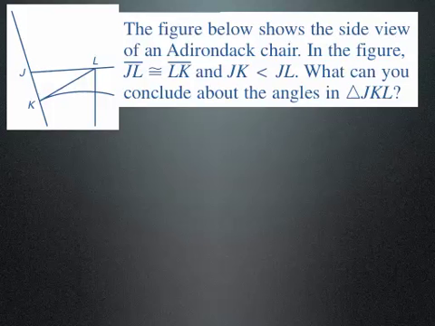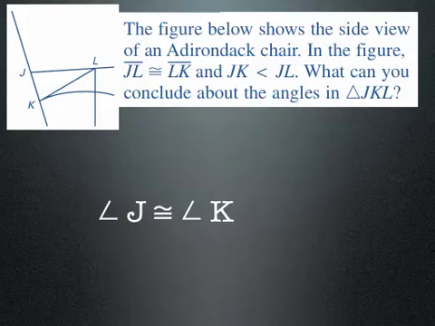So the angle opposite of JL is angle K, and the angle opposite of LK is angle J. Because the sides are congruent, we can say that angle J is congruent to angle K. We're trying to compare all three of the angles, so we also need to look at angle L. We know that J and K are going to have the same angle measure. If you look at angle L, it is opposite of side JK.